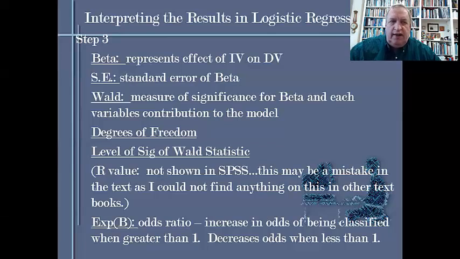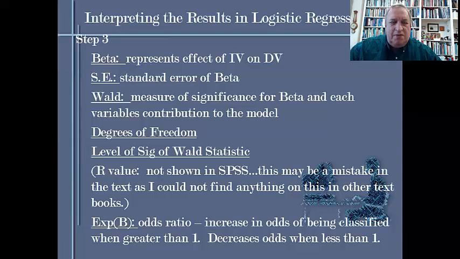And you want to look at that and see what that number is, then the normal degrees of freedom, which we understand, and then we look at the level of significance of the Wald statistic. And what we're looking for here are those variables that have a probability that is statistically significant.